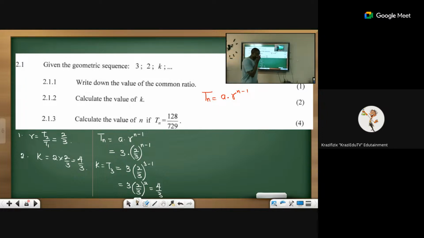All right. I hope you're good there, guys. Just to show you how things work here. Look at the last one. Calculate the value of n if Tn is, simple now. They said Tn is 128 over 729. What is our Tn? What's the formula? 3, 2 over 3.